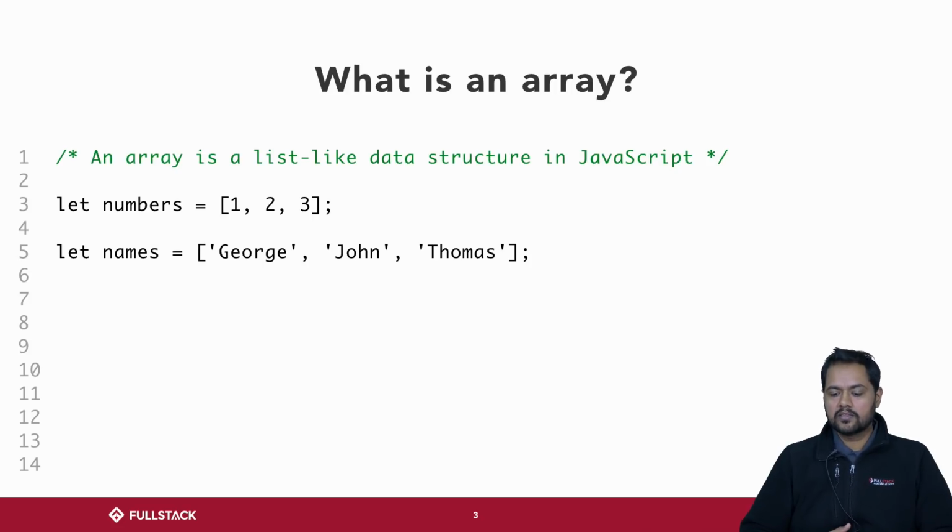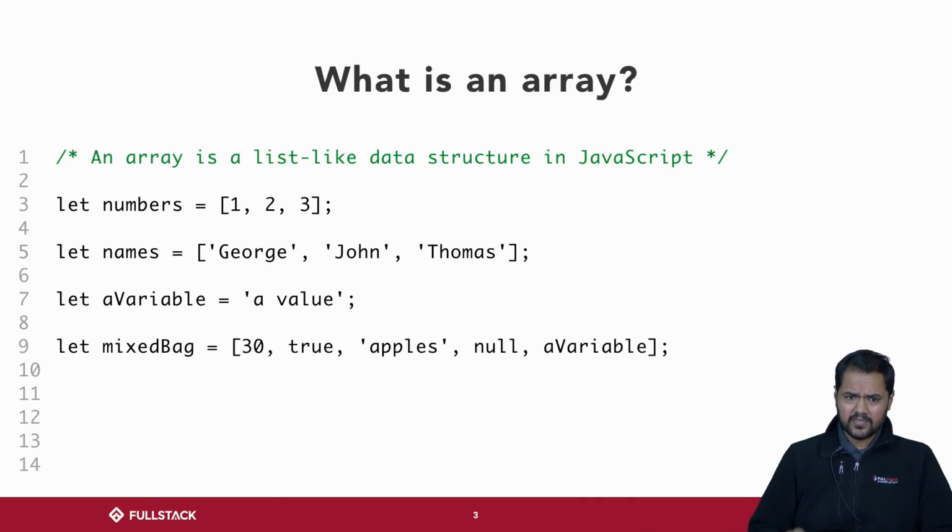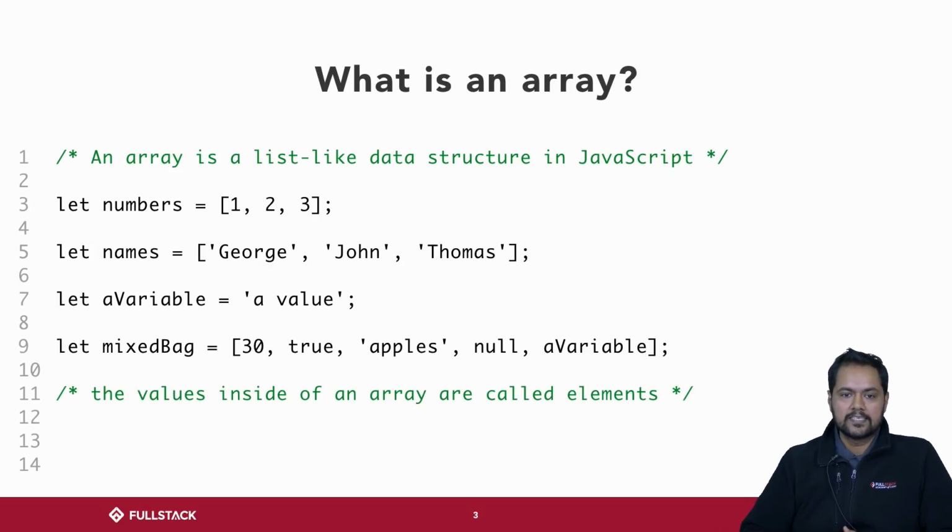You can also store other things in the array. You can store strings. So here we're storing three string names. You can also store kind of a mixed bag of things in an array. You can see that we made a variable, just a simple string called a value, and we were able to store basically 5 different types of values inside of the array. And so each value in an array is called an element. There are 5 elements in that array.